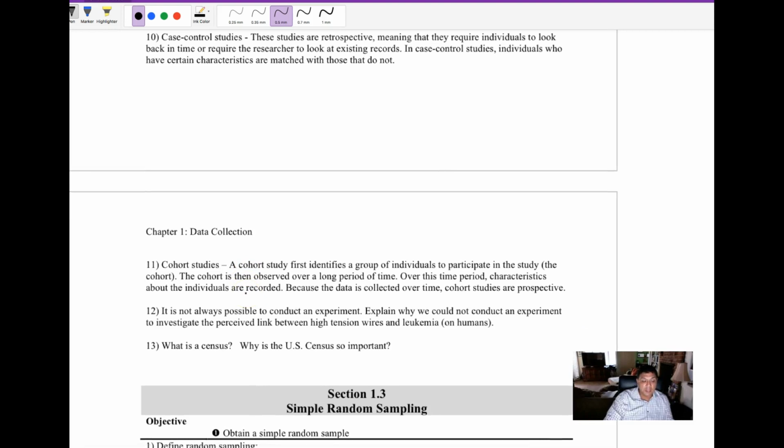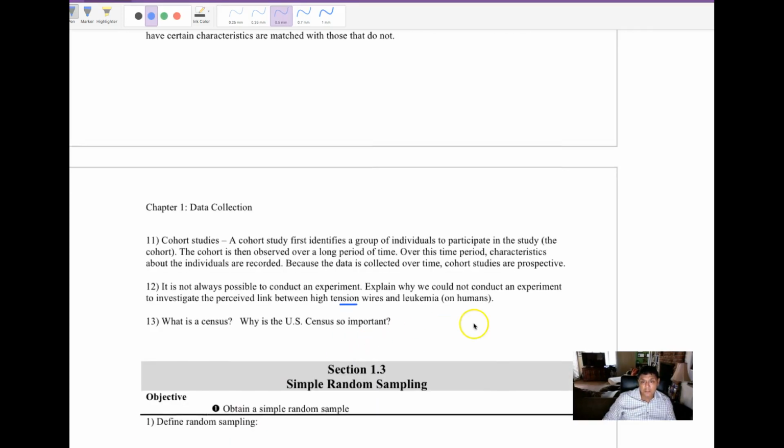And then to finish this off, it's not always possible to conduct an experiment. Explain why we would not conduct an experiment to investigate the perceived link between high tension wires and leukemia in humans. Again, we can't always conduct experiments because these are unique situations, and in these cases we wouldn't do it because we're endangering people's lives.